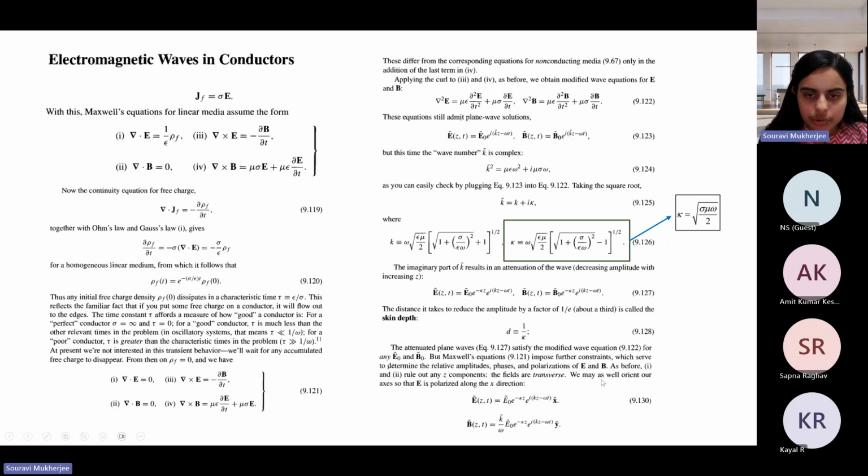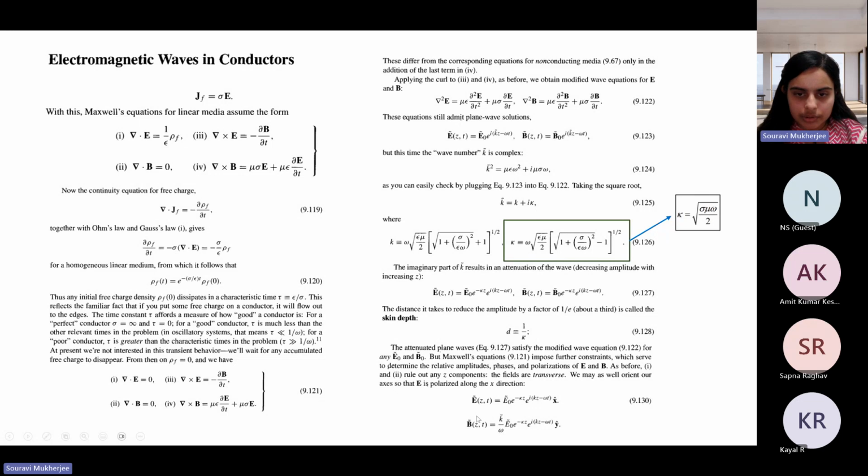Now if you orient your electric field in the x direction, this is how it would look. Here this added term comes up: it has an exponentially decreasing amplitude, and the amplitude goes as e to the power minus kz. How will the intensity go? The intensity is E squared, so it would go as e to the power minus 2kz.